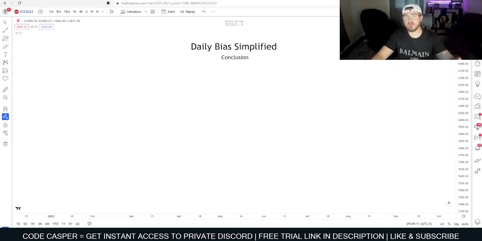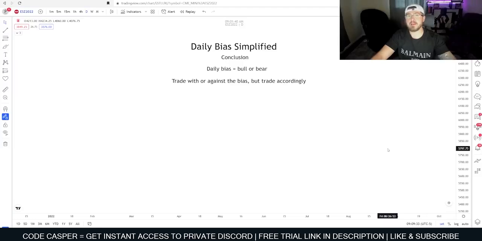So in conclusion, daily bias really is just, are you bullish or bearish? Don't make it more complicated than it needs to be, as a lot of people like to do in this space. But it's really just determining, if I'm coming to my desk in the morning, am I looking more for longs or shorts? Another important takeaway is that you can trade against the bias, but you need to be aware of it.